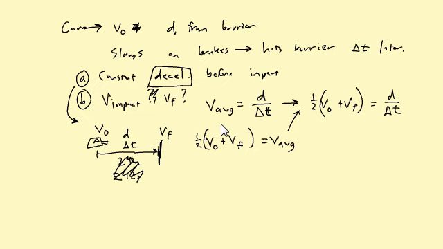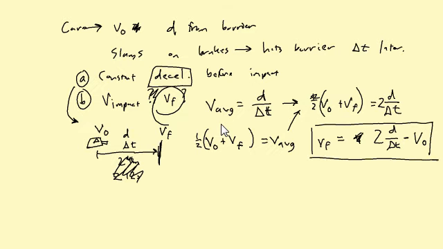So now, what do we want to find? Well, we want to find v final. So I'm going to multiply both sides by 2, so 2 over 2 equals 1. So v final equals 2d over delta t minus v naught. And so this here, if you can get past that little scratched out bit, is our answer for part B.